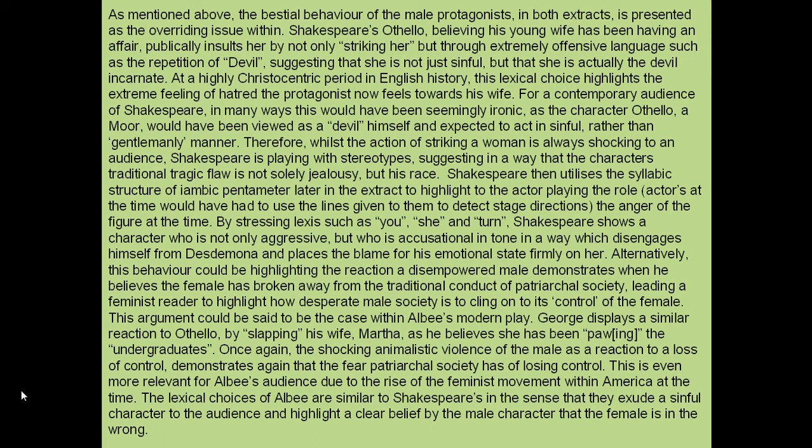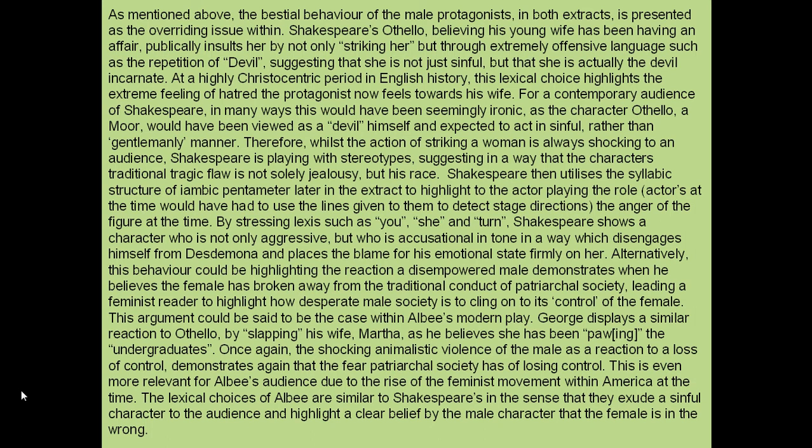Shakespeare then utilises the syllabic structure of pentameter later in the extract to highlight to the actor playing the role the anger of the figure at that time. By stressing lexes such as you, she, and turn, Shakespeare shows a character who is not only aggressive, but is accusational in tone in a way which disengages himself from Desdemona and places the blame for his emotional state firmly on her. Alternatively, this behaviour could be highlighting the reaction of the disempowered male, which they demonstrate when they believe the female has broken away from the traditional conduct of patriarchal society, leading a feminist reader to highlight how desperate male society is to cling on to its control of the female.